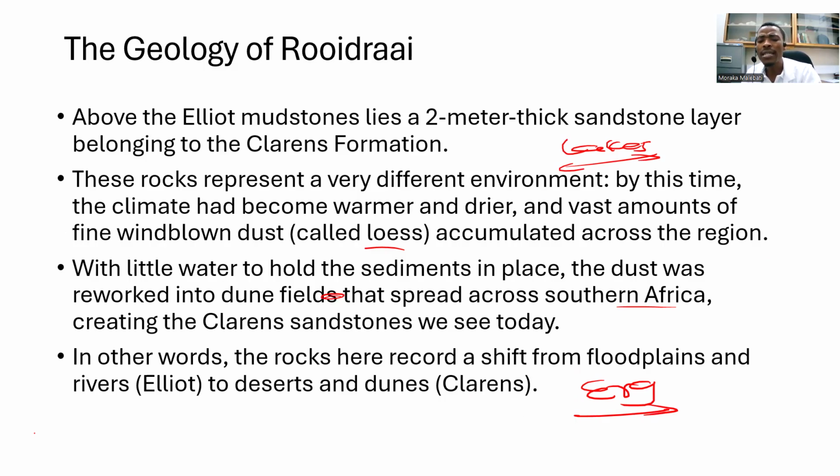In other words, the rocks here record a shift from the flat plains and rivers, which are characteristic of the Elliott, to desert and dunes, the Clarence, because now the environment is drier and warmer, making the sediments to be transported.